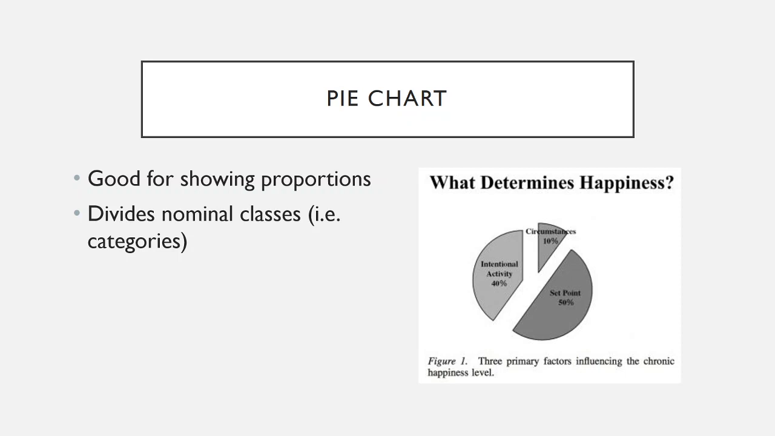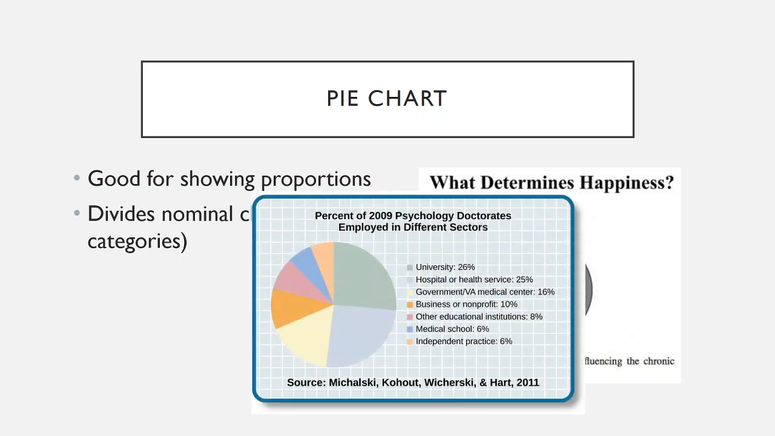So this chart basically depicts that set point takes up the biggest slice of pie in determining what makes you happy versus not. And then it depicts that very small pie slice, the circumstances. This basically communicates that people's circumstances in life and the external factors that are out of our control are essentially pretty minimal in determining our level of happiness. It's really about the things that you intentionally do and your genetic predisposition for happiness that really determines how happy you're going to be.